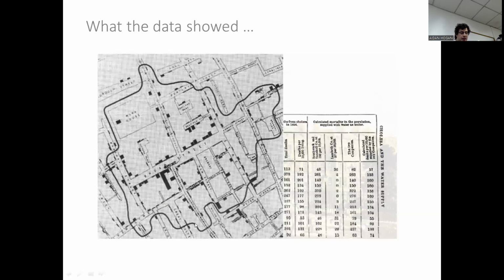What is this border here? This border is essentially a Voronoi diagram, or a style of Voronoi diagram. What does it mean? Basically, it's the region where this is the closest pump. If you're within those boundaries, that pump would be your closest water pump.